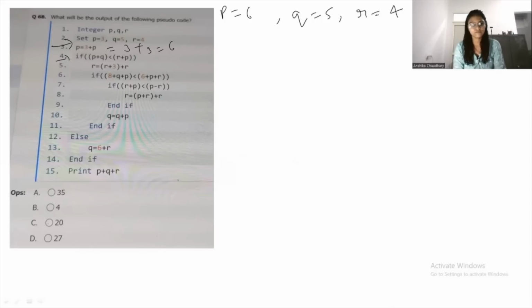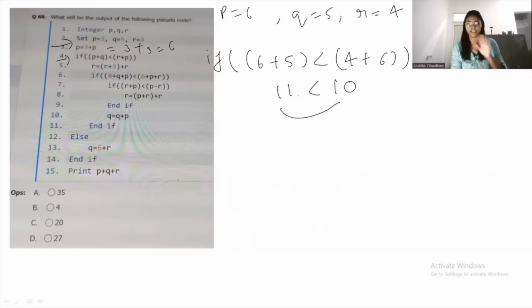Then here we have to check for a condition. If p plus q, that means 6 plus 5, is less than r plus p. What is the value of r? 4, plus p. P value is 6. Right. So 6 plus 5 will become 11, is it less than 10? So this condition will become false and we will have to jump out of the if part, and we will directly jump into the else part, and here we don't need to check for a condition.